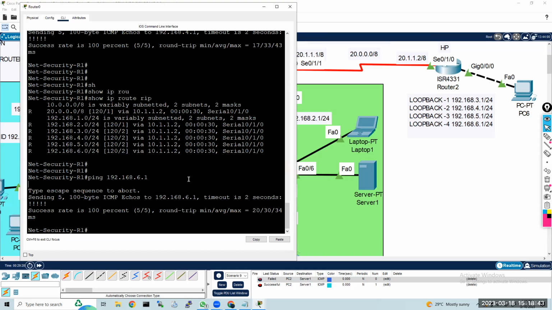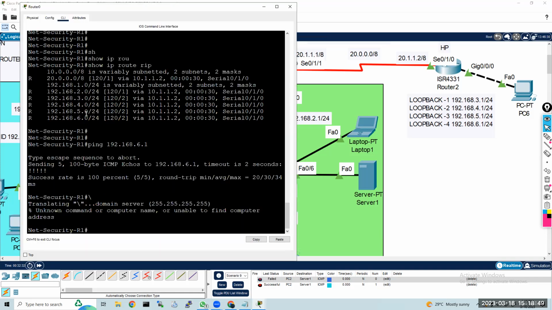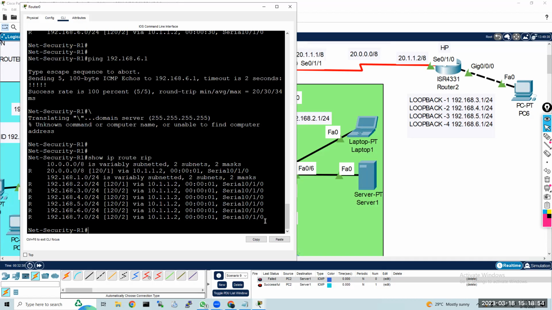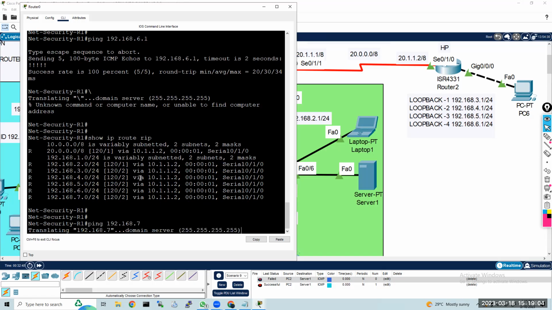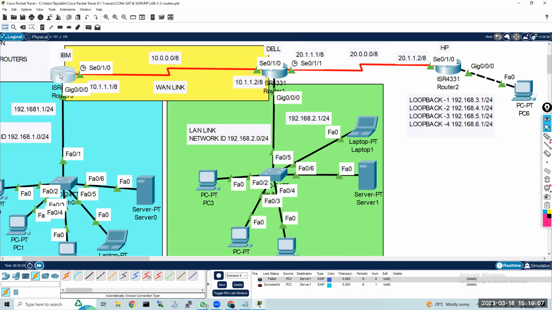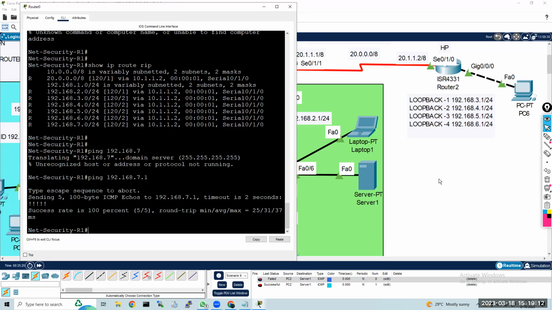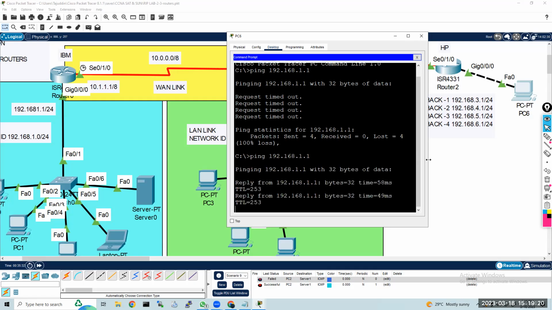Now the 7 network should come here, right? Yeah. Okay, let's check. So we got the 7 network. I think I am able to ping the 7 network, 192.168.7.1. So what about this PC? Can I ping? Previously it was not pinging, right? Now it has to ping, right? Yes, we are getting a reply.